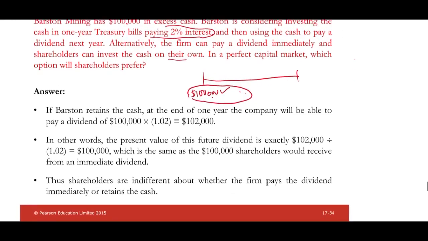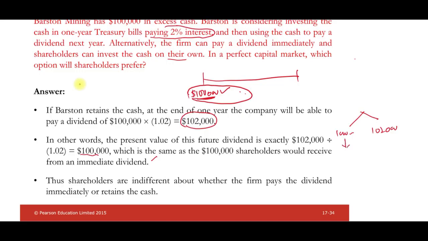Both options should be fine, because if the company retains the cash, meaning it does not pay a dividend now, it will invest, and at the end of next year this would increase to 102,000, right? In other words, the present value of this future dividend is exactly 100,000, which is the same as the 100,000 shareholders will receive from an immediate dividend. So the company can pay 100,000 now, or it can pay 102,000 after 1 year. So it's exactly the same thing.